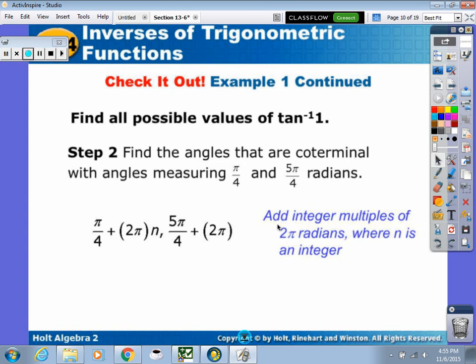We're missing an n here, so there should be an n right next to this. This 2 pi should have an n next to it as well. Okay, and that's how we determine all possible values of inverse tan of 1.